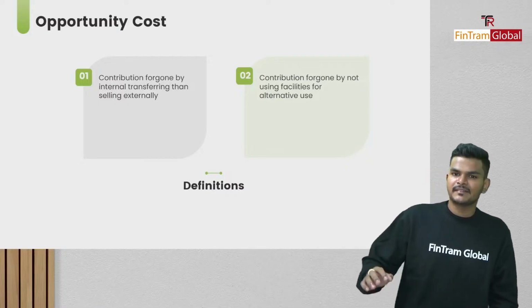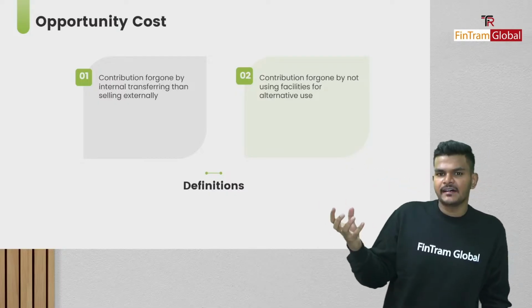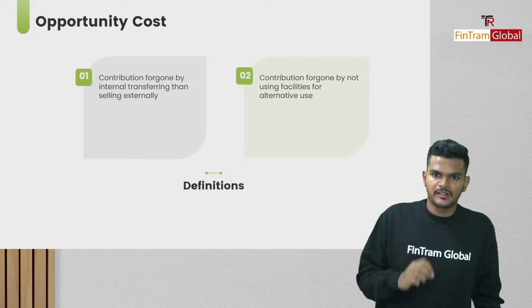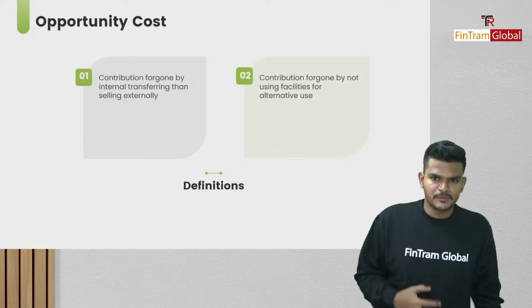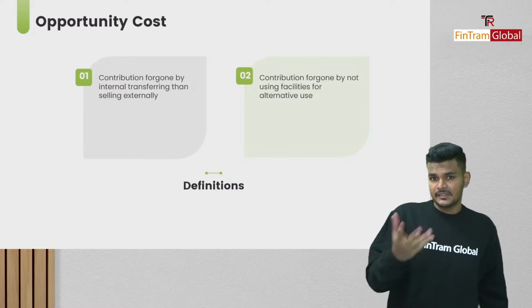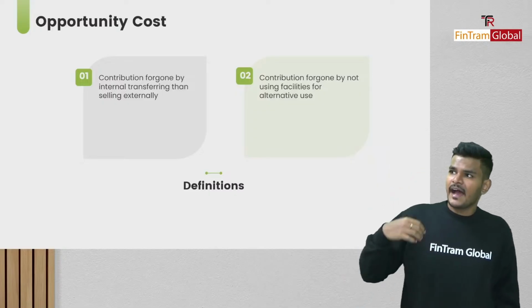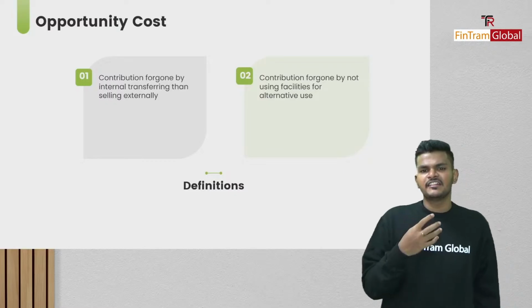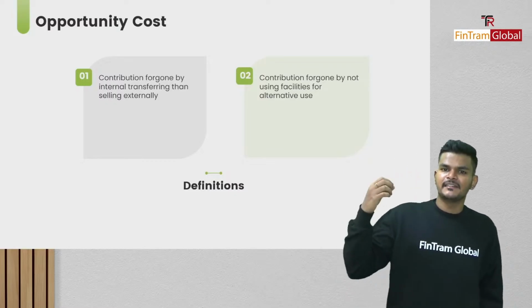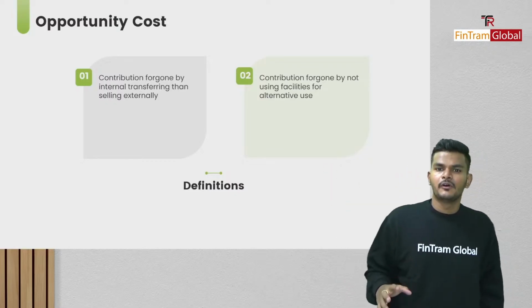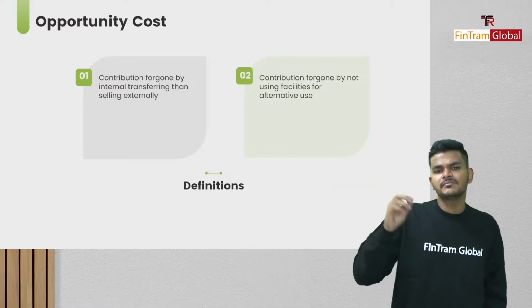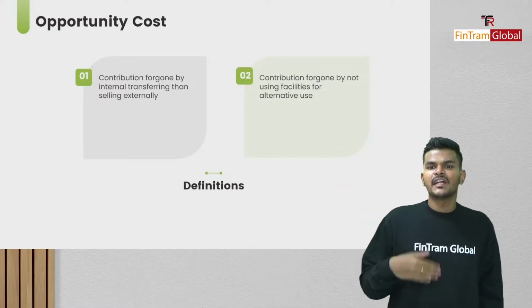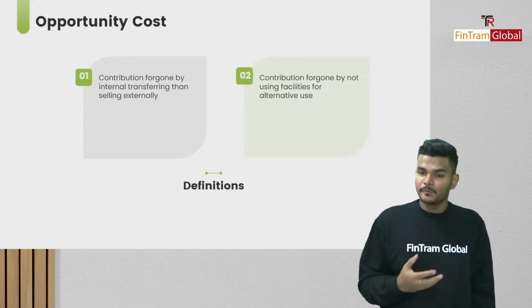Okay, so if you already had an external market price for that particular product, let's think from Division A's perspective. For the seller's perspective, I already have an external market where I can sell this product. But by selling internally, I am sacrificing the profits, or contribution, that would have been foregone from selling externally. So that's basically the one opportunity cost.